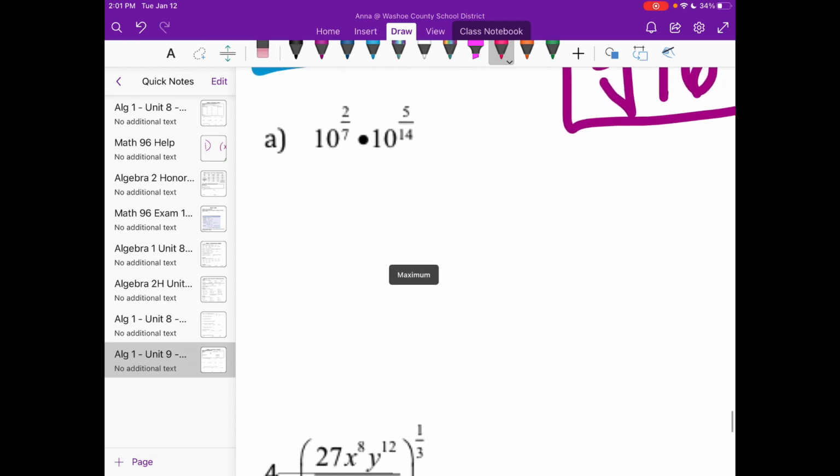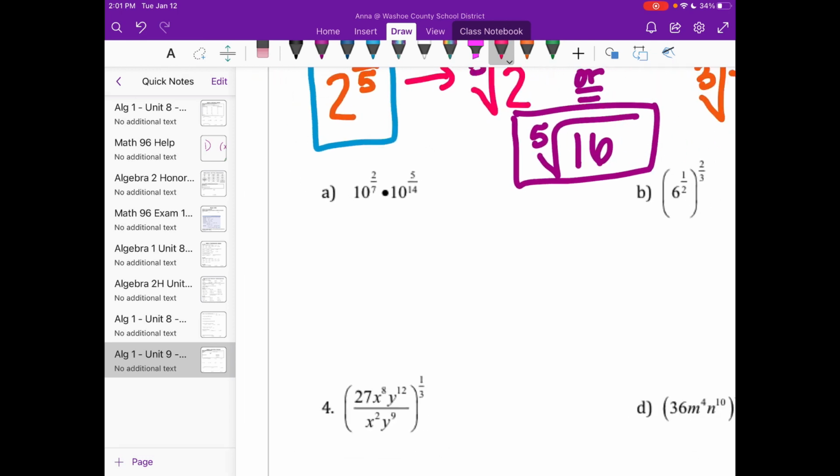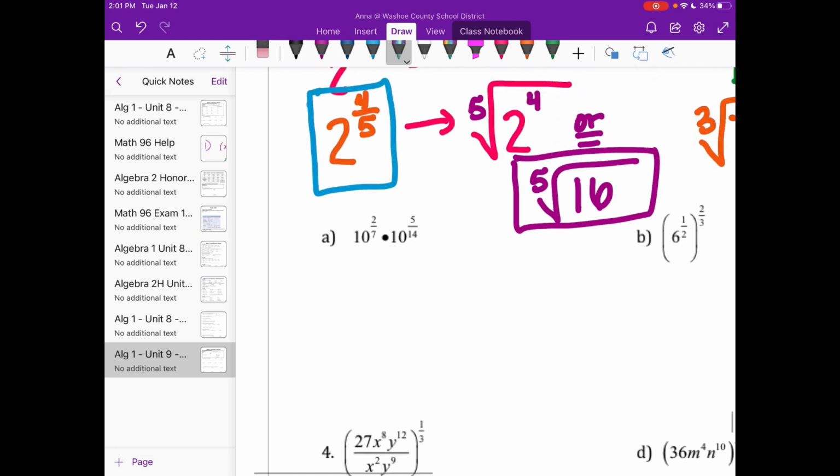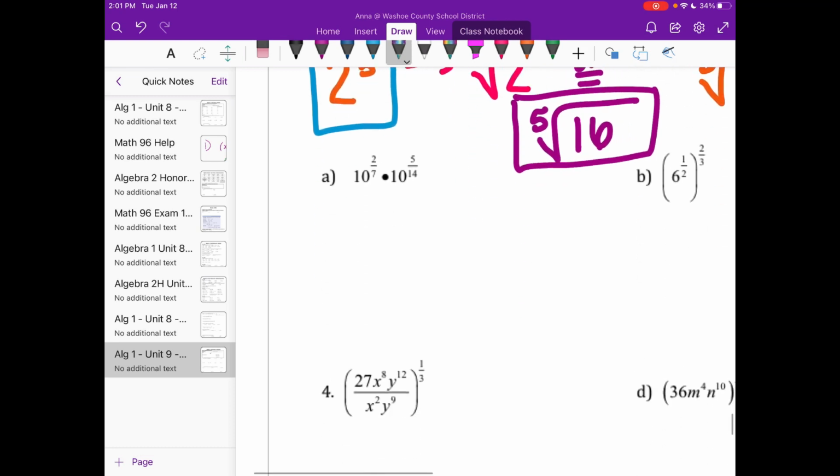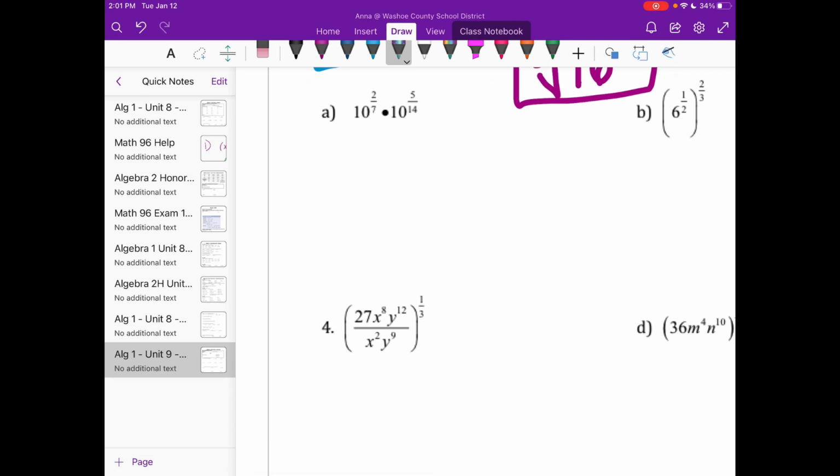So here's the deal. On A, normally when it's a letter, I'm like, oh yeah, you guys are good. Do your thing. Have fun. But I'm going to set up A for you. Then you're going to finish A. So kind of like number 1, right? I've got 2 things being multiplied together. I know I need to add those fractions.